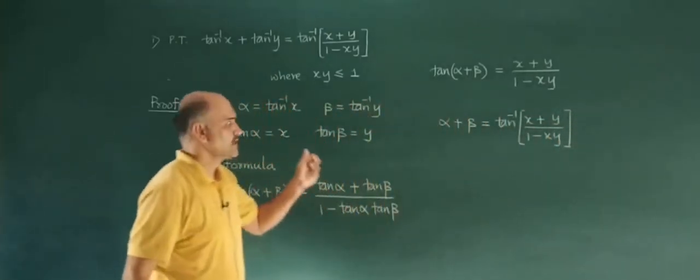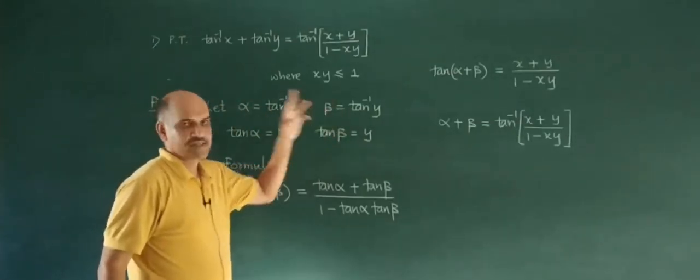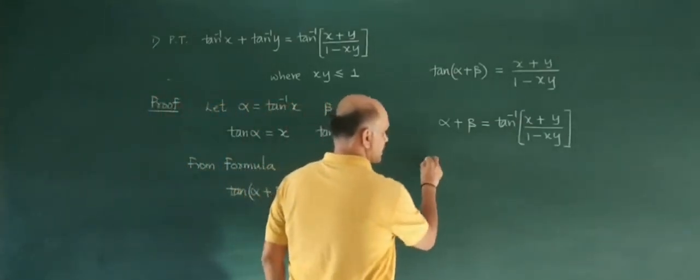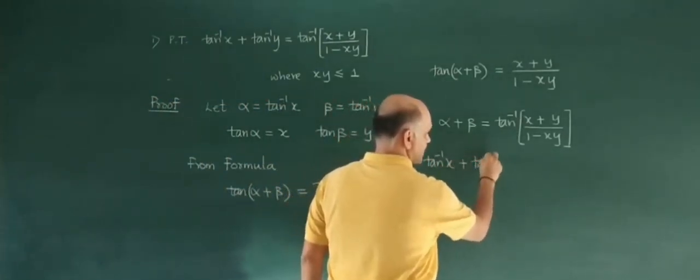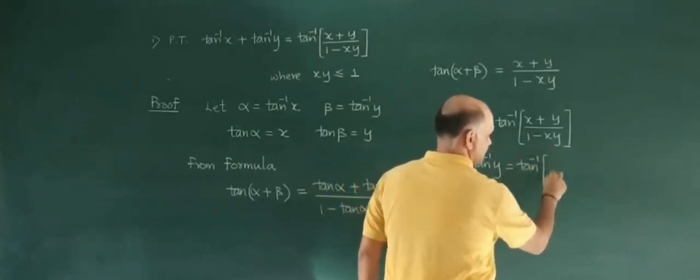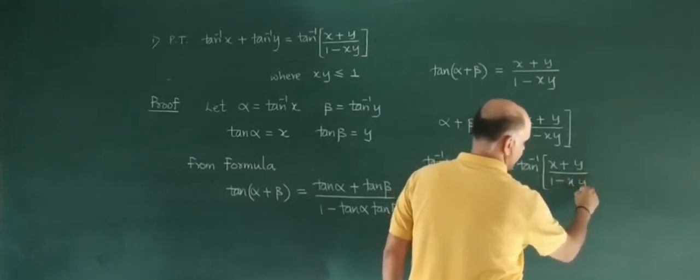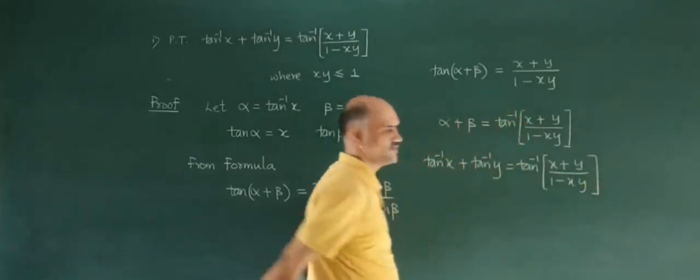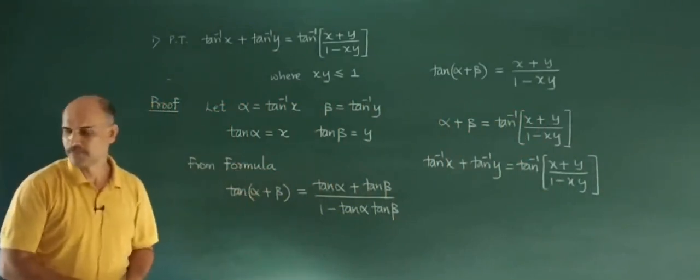Then finally, you substitute alpha as tan inverse x and beta as tan inverse y. So you will have tan inverse x plus tan inverse y is equal to tan inverse of x plus y divided by 1 minus xy. This is our first formula. So you can pause and note down this formula.